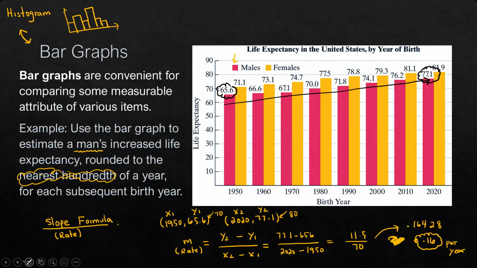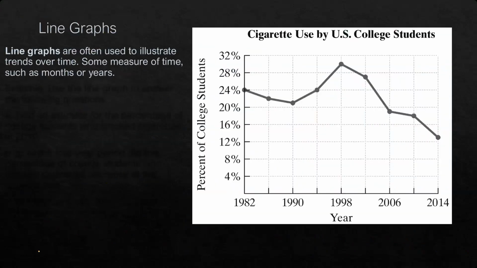All right, so I'm going to do another example here. It says line graphs. So we see another type of graph. Line graphs are used to illustrate trends over time, some measure of time, such as months or years.